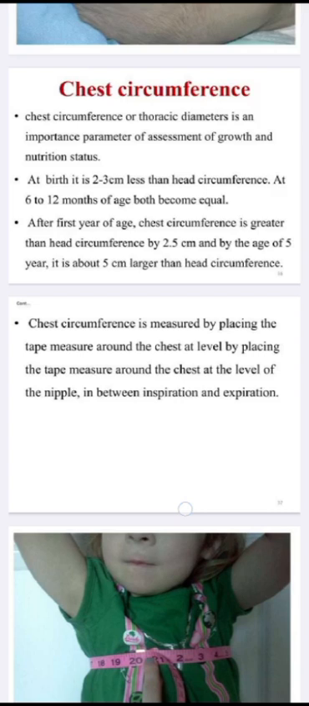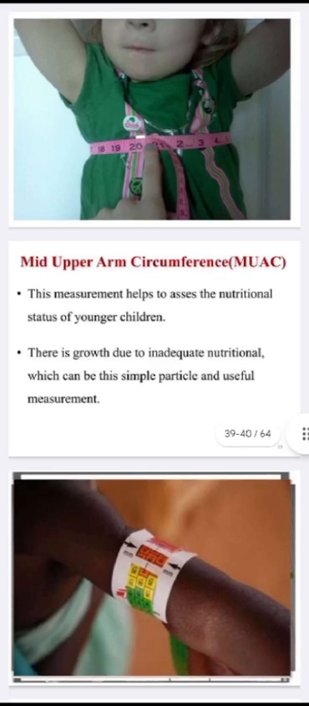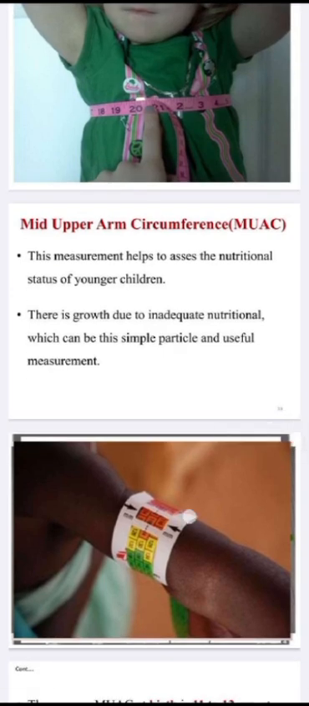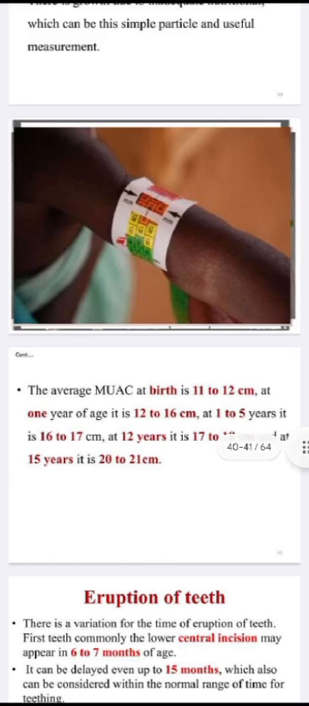Chest circumference is measured by placing the tape measure around the chest at the level of nipple and in between inspiration and expiration. Here you can see the chest circumference, how it is taken. Then comes the mid-arm circumference. This measure helps to assess the nutritional status and growth due to inadequate nutrition, which can be a simple, practical and useful measurement. So this is the method we are taking arm circumference.